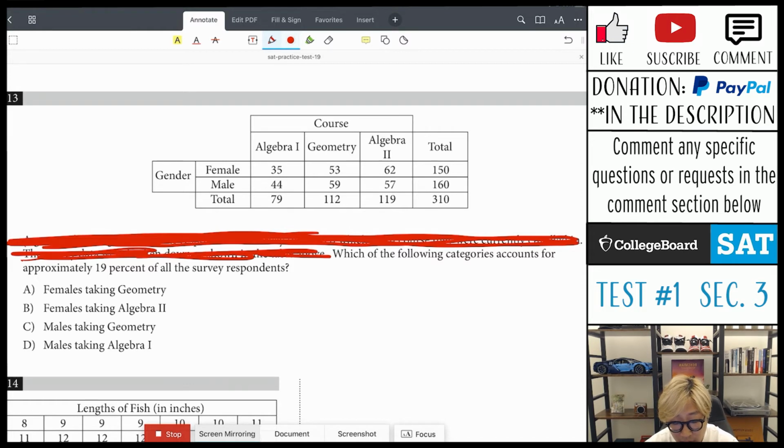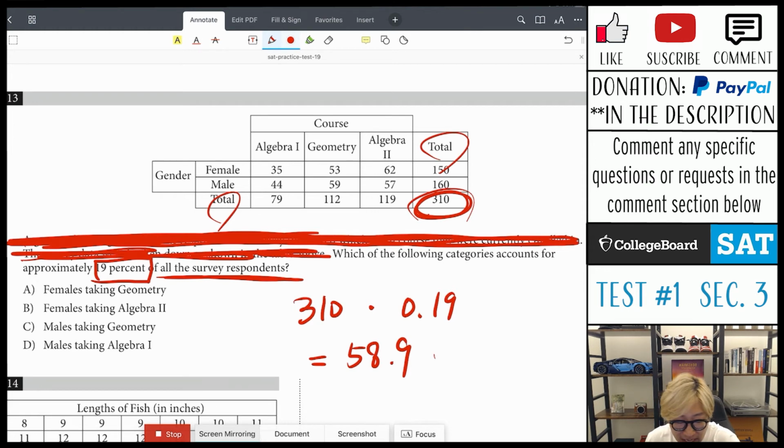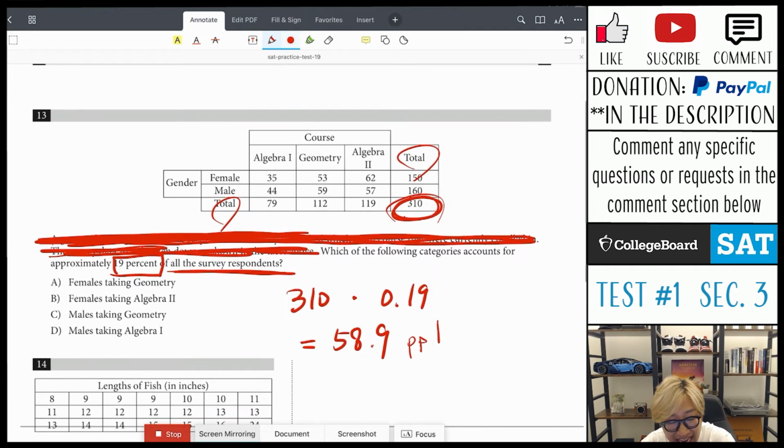Which of the following categories accounts for approximately 19% of all the survey respondents? Everybody, aka the grand total, 310. So 310, and what do we want? We want just the 19% of it. So multiply by 0.19. Just use calculators. If you do that, you will get 58.9. There's no such thing as 58.9 people, but pretty close to 59. And what's 59? That's right there. Males taking geometry. Right there, see.